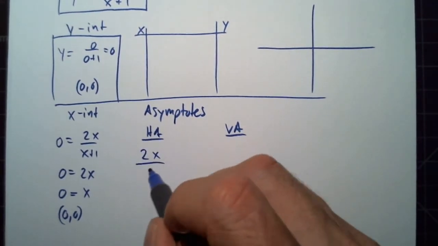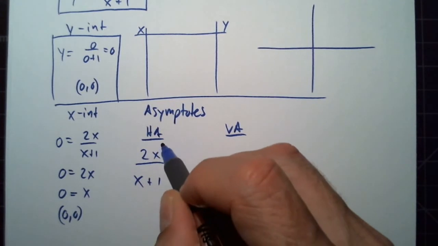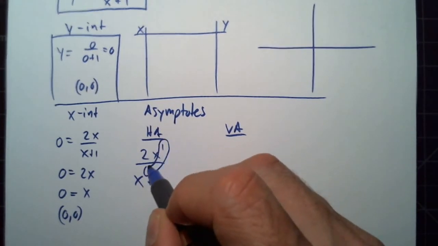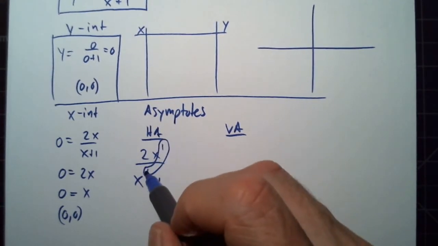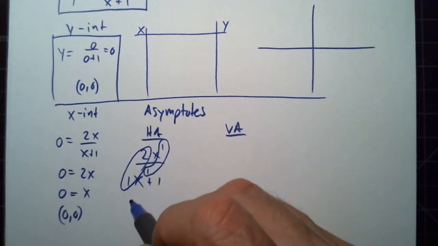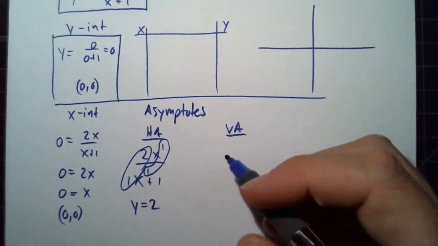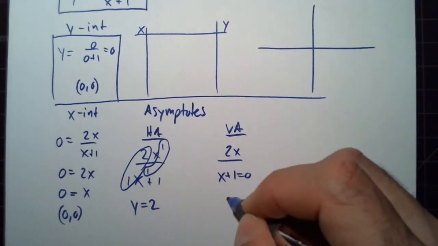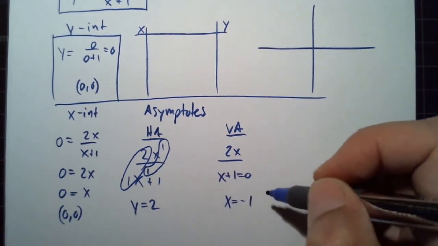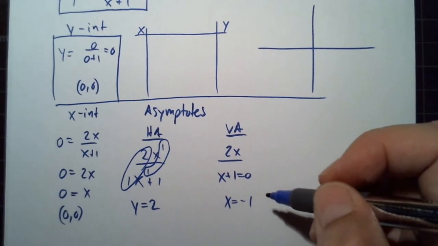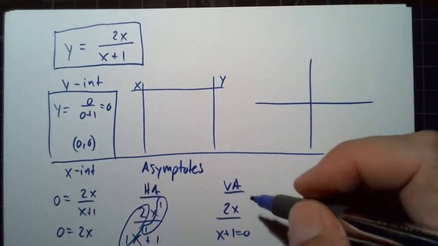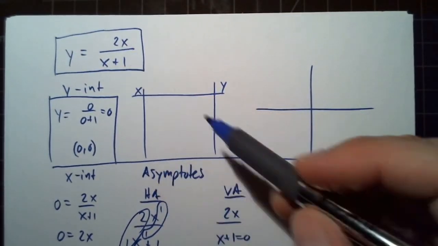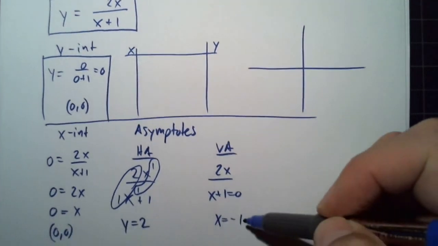Horizontal asymptote. Compare the exponents. They're equal, so we take the coefficients, and we have y equals 2. Vertical asymptote is when the denominator equals 0, so that's negative 1. Negative 1 will not have a value of 0 over 0, so that means it is a vertical asymptote.